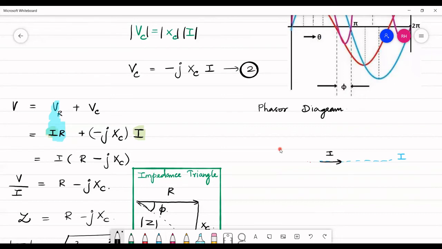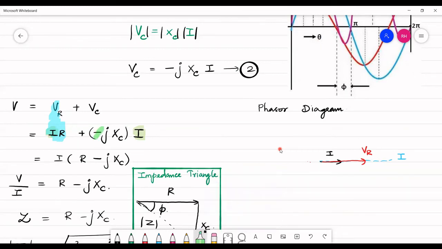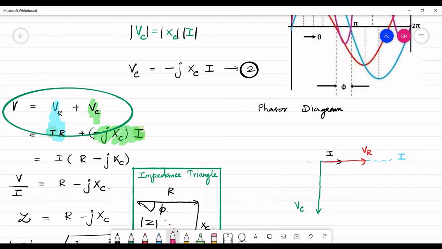So if this is the current phasor, multiplying it with the factor R, we get VR, that is the voltage drop across the resistor. And we know XC is negative, and multiplying jXC with I, we get VC. Hence, VC is drawn along the negative imaginary axis. So this is VC. Adding VR and VC together, we get V, that is the applied voltage.